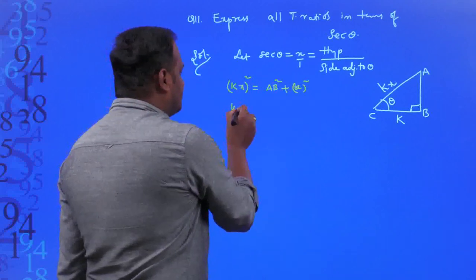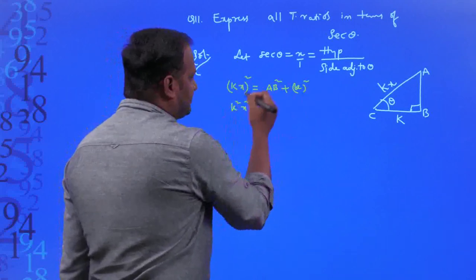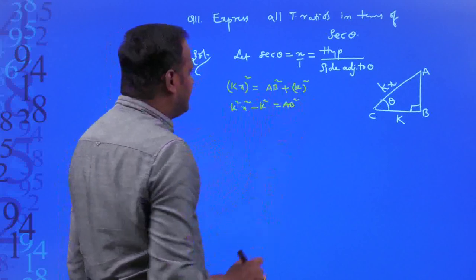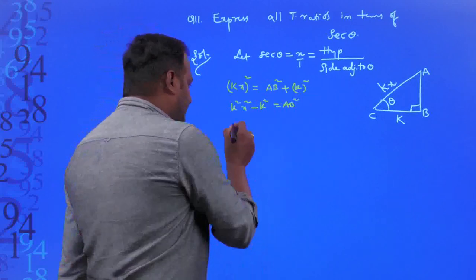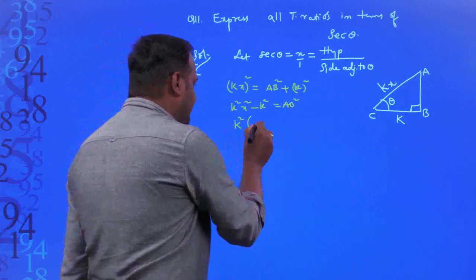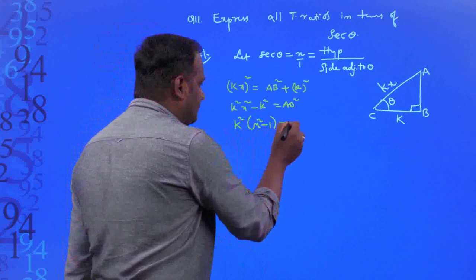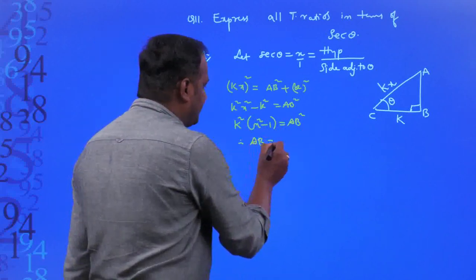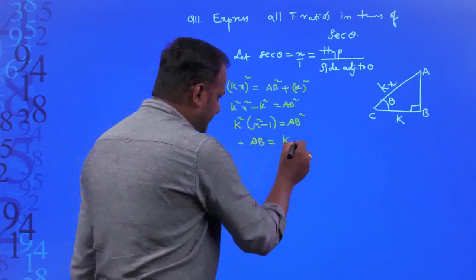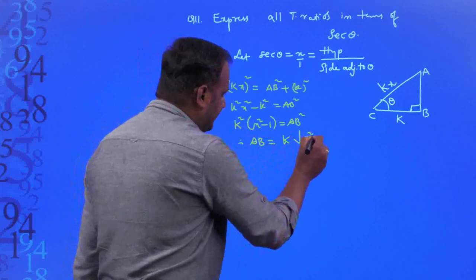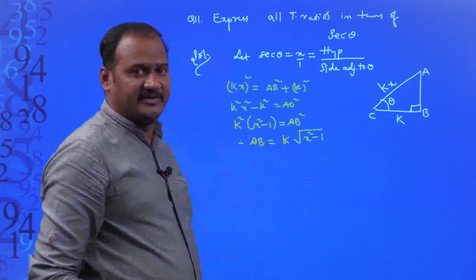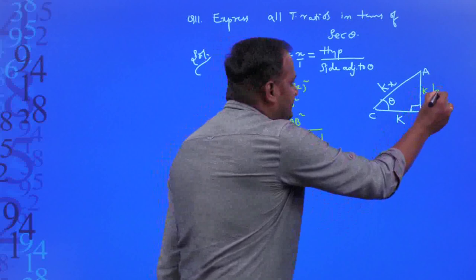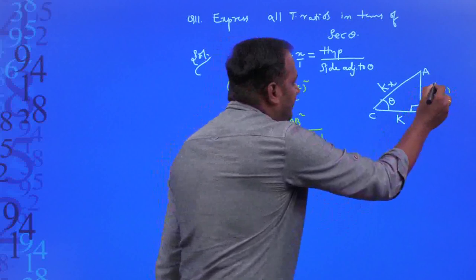(Kx) whole square is equal to K square x square. Transposing K square to this side, K square x square minus K square is equal to AB square, right? When you take K square common, the remaining is x square minus 1, so K square times (x square minus 1) is equal to AB square. Therefore, the value of AB is going to be root over K square, which is K into root over x square minus 1. So, this is the value of AB, right?